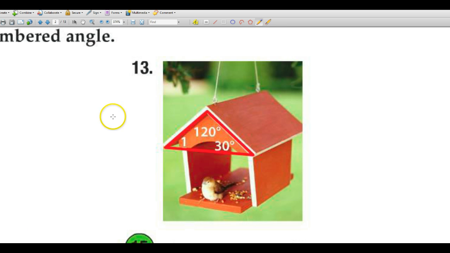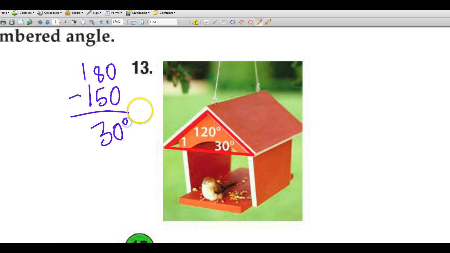For number 13, to find the measure of angle 1, we would add these two angles together and subtract them from 180. So 120 plus 30 would give us 150, and 150 from 180 gives us the measure of angle 1, which is 30 degrees.